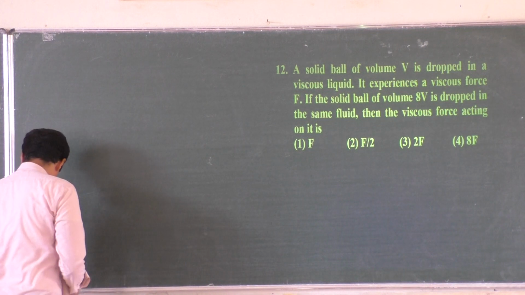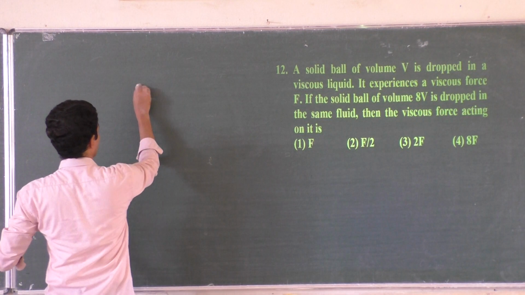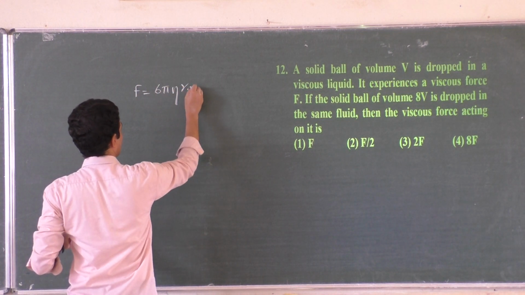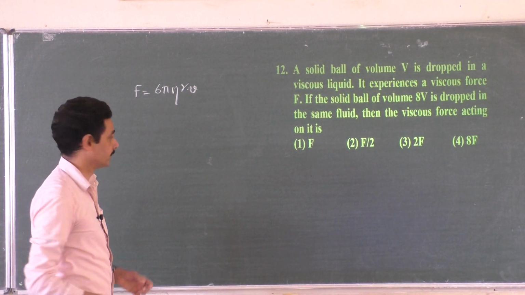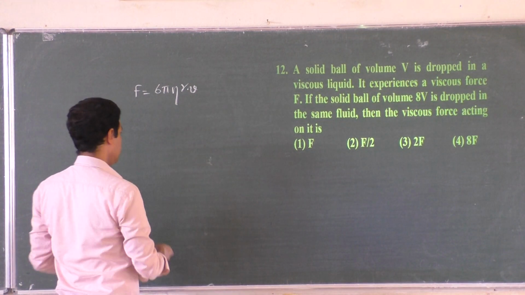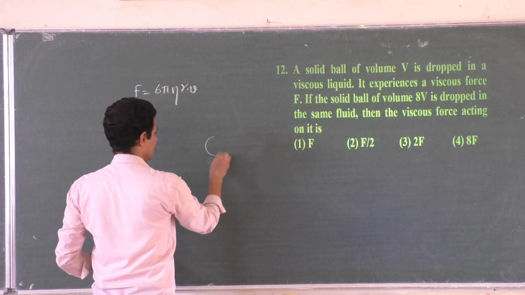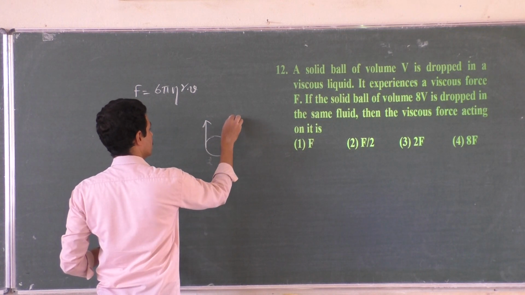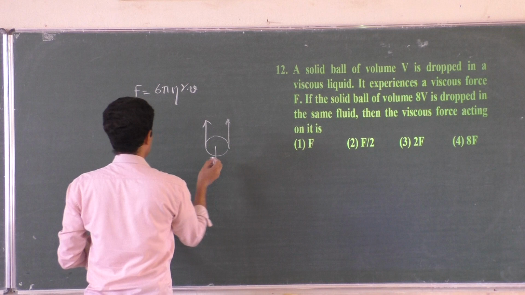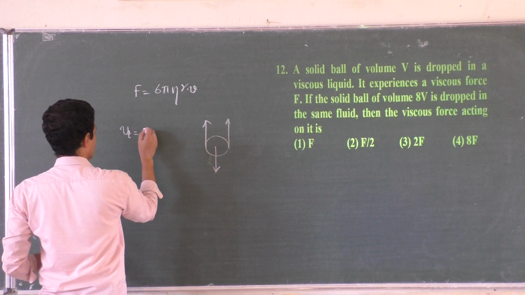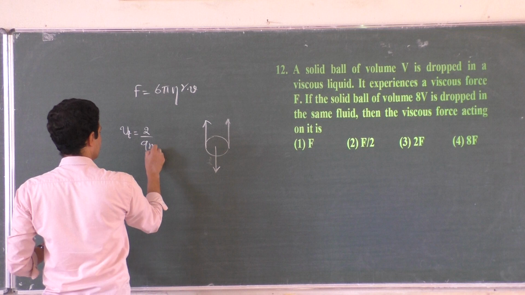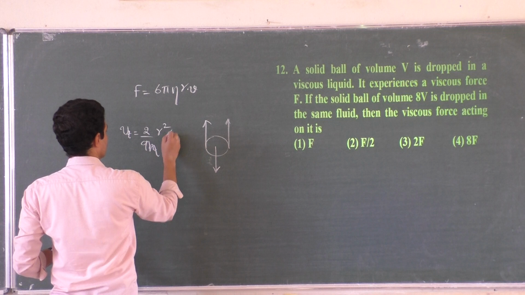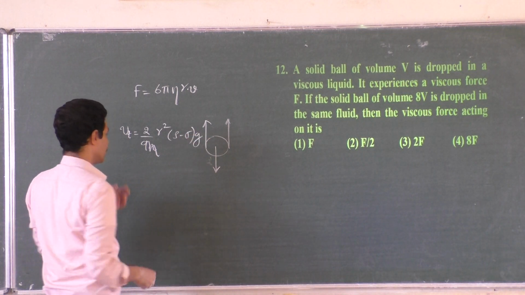So what is the viscous force acting on any object which is moving in a fluid? 6 pi eta R V, or a V, where R is the radius, and V is the velocity. And what is the terminal velocity? Terminal velocity is the velocity at the stage where the viscous force and the weight are balanced. At that case, terminal velocity is 2 by 9 times eta, the coefficient of viscosity, and then R squared, rho minus sigma, into g. This is the formula.